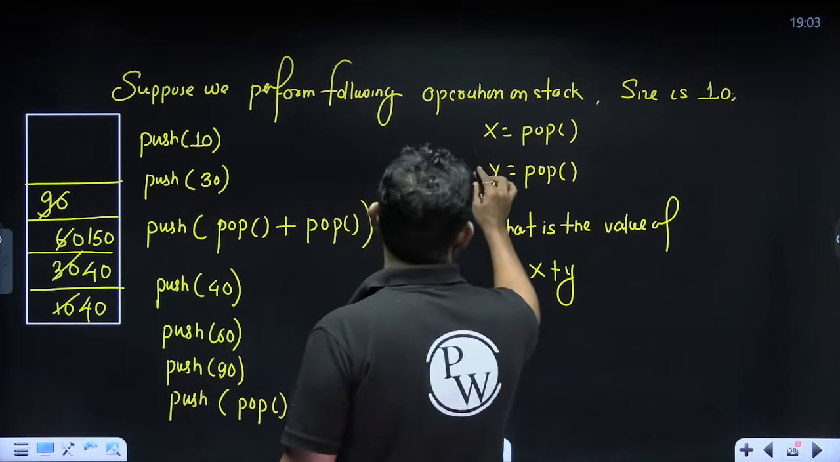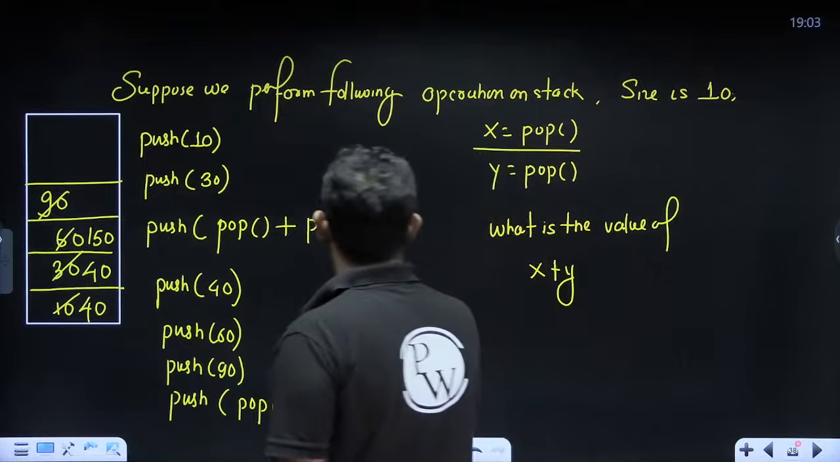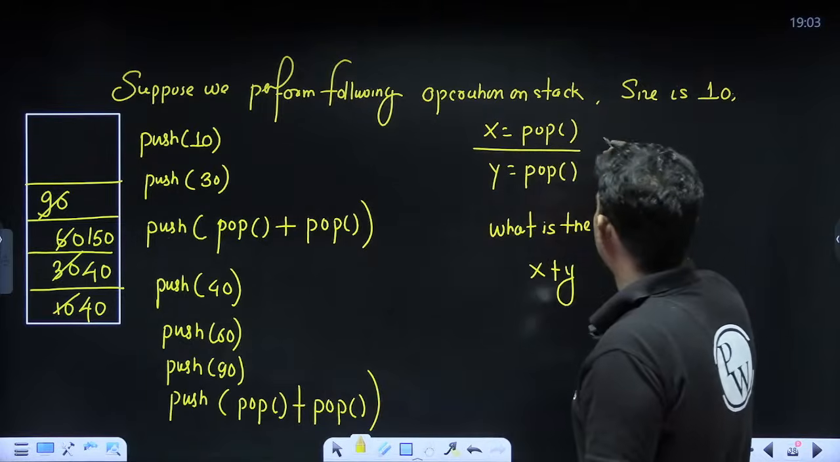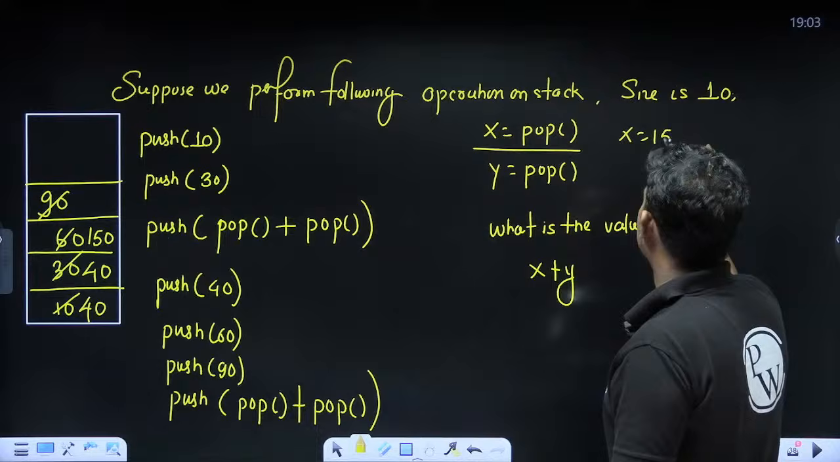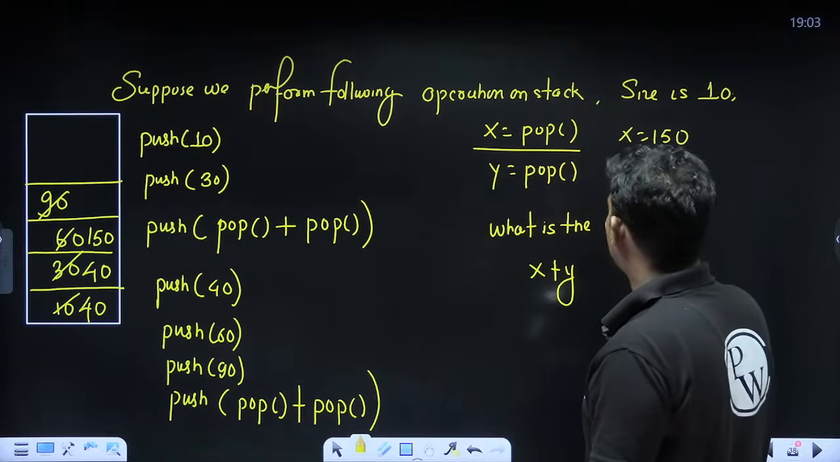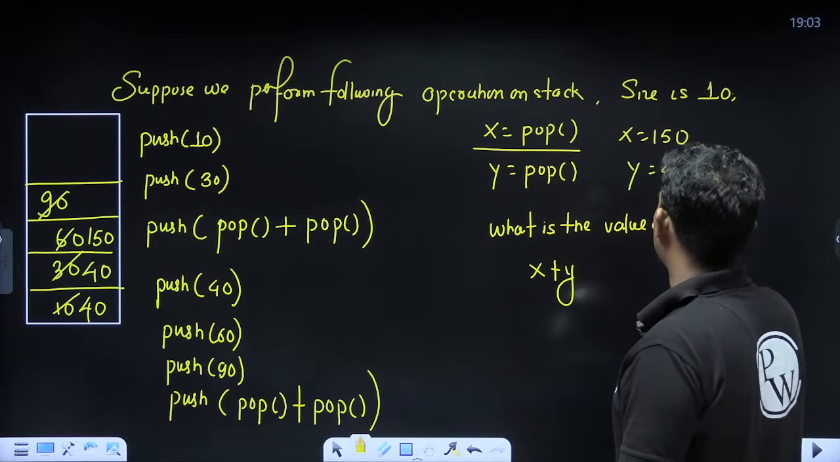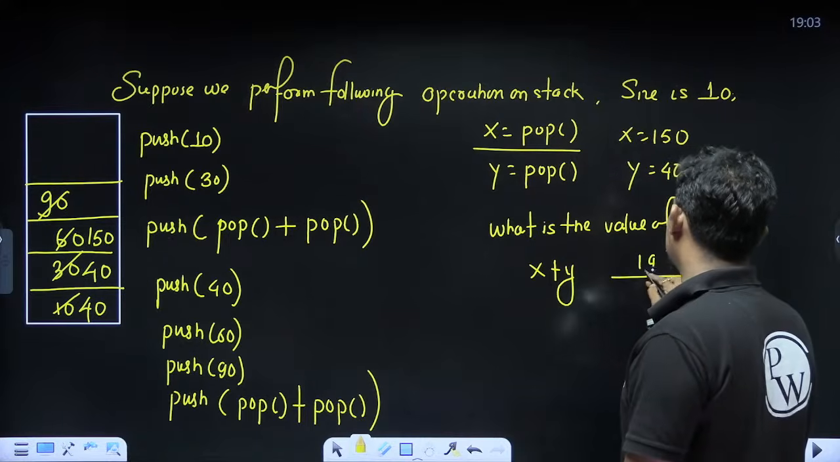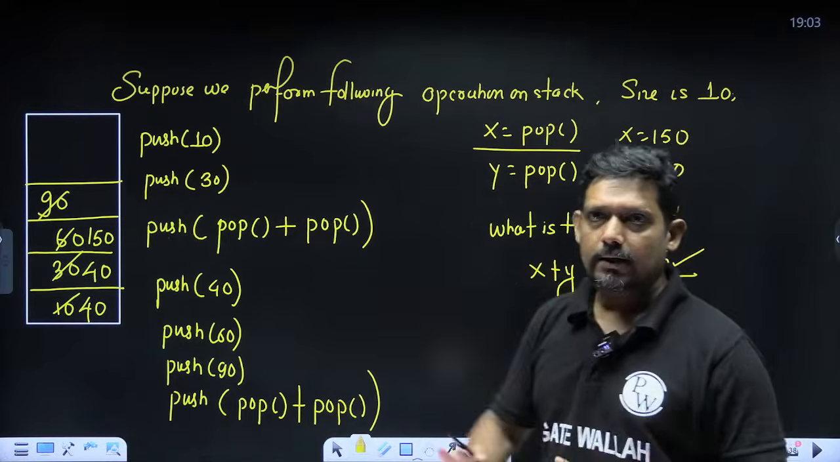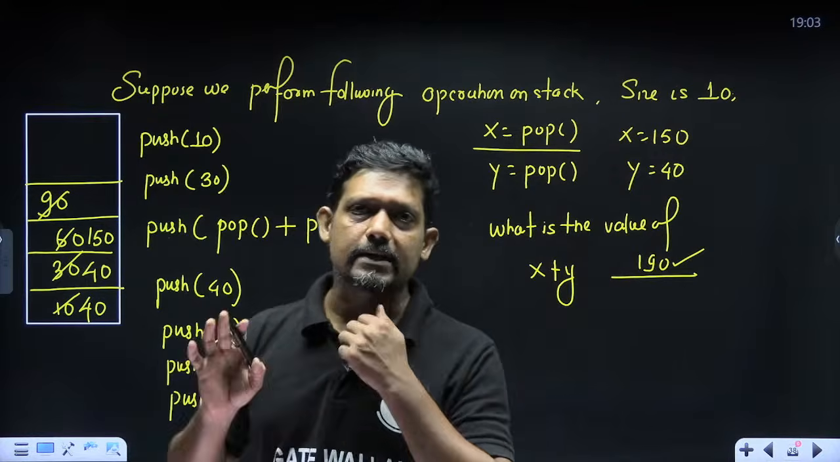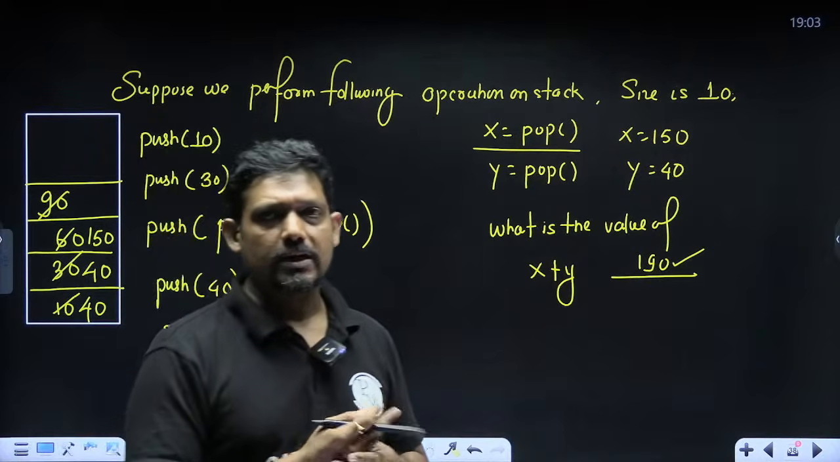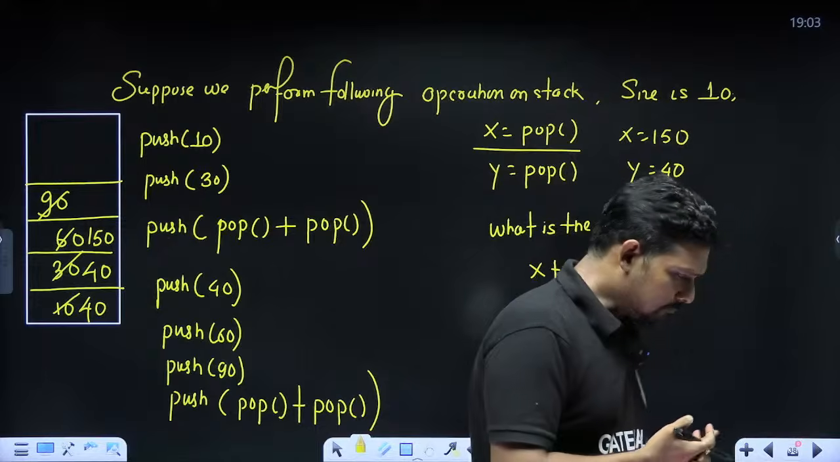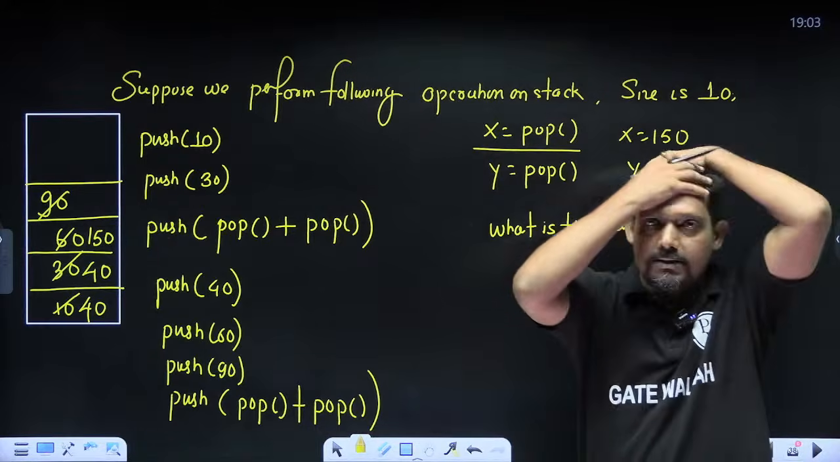Then you say x is equal to pop. So what is the value here? x is equal to 150. y is equal to next pop, that is equal to 40. x plus y, the answer is 190. As simple as that. This is how they concentrate. 190 is the correct answer for this question. Is it clear to you that 190 is the correct answer for this?